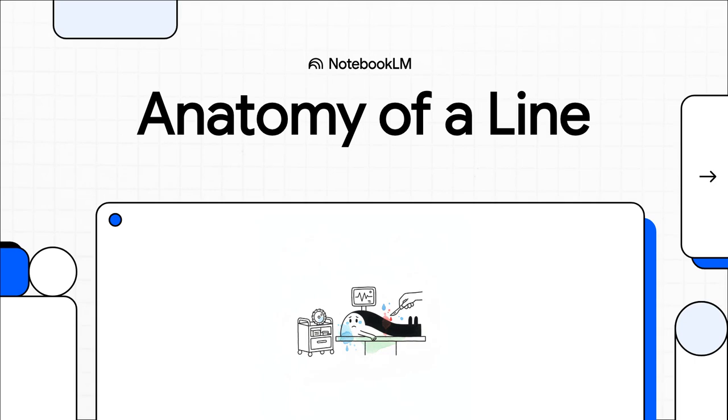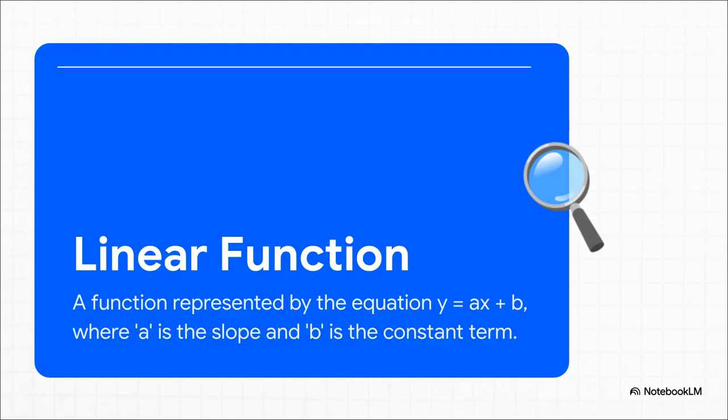All right, let's talk about straight lines. You see them on graphs all the time, right? Well, today we're going to pull them apart, really get into their anatomy, and figure out the super simple formula that's behind every single one. And here it is, y equals ax plus b. It might look simple, but this little equation is basically the DNA for every straight line in the universe.